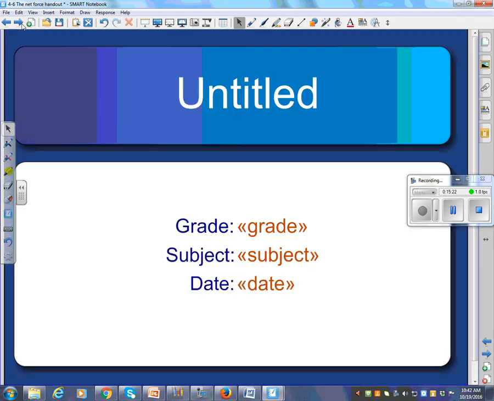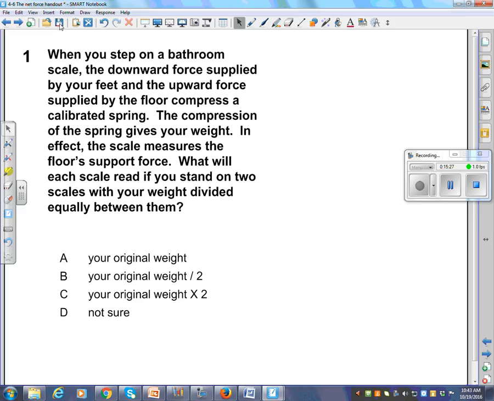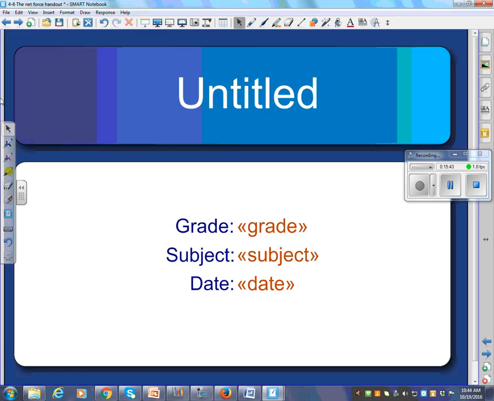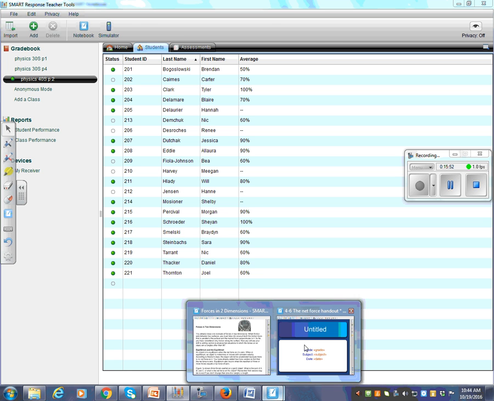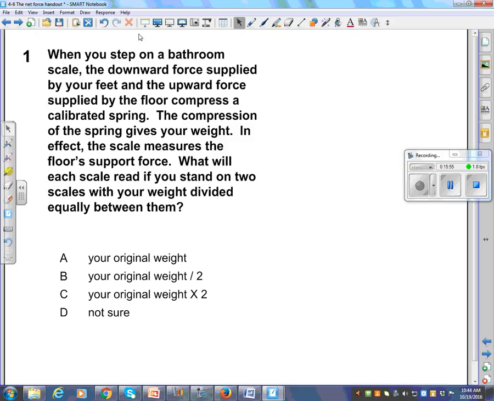Okay, go grab a clicker. Let's begin. So, when you step on a bathroom scale, like I have here, you guys have seen this, right? Measured in newtons. The nerd bathroom scale. What number am I? I think I'm 217. Yeah, that's because someone's already signed in at 217. No, you're 217. Oh, there we go. I'm a dummy. What are you?